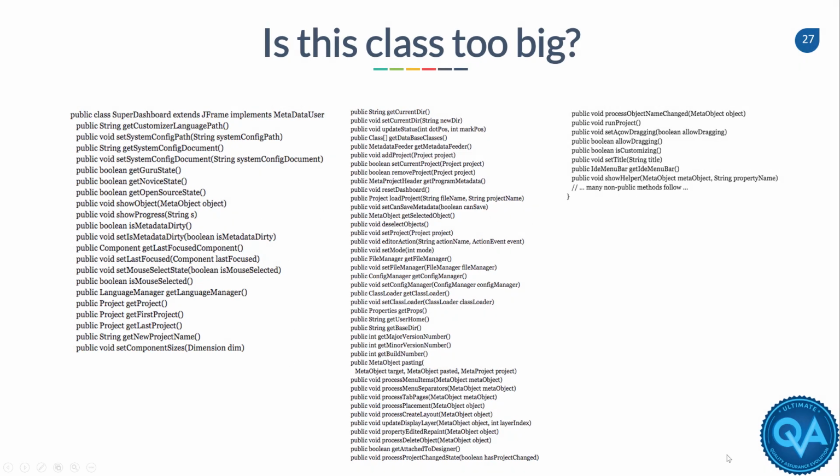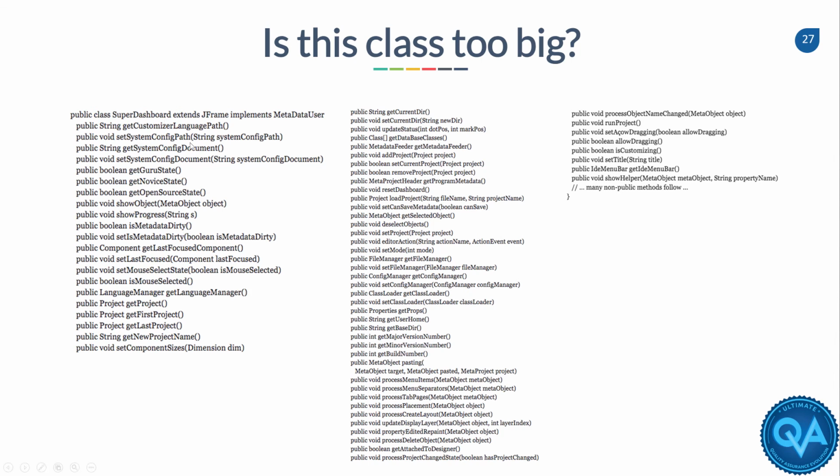What do you think? Is this class too big? Well, this is a real class, taken from a real software development project. And what is the problem with this class? Well, again, it's multiple problems. First, it's called the super dashboard and extends a bunch of different stuff. So when you think of what the super dashboard actually means, I myself don't know. It could mean multiple things.